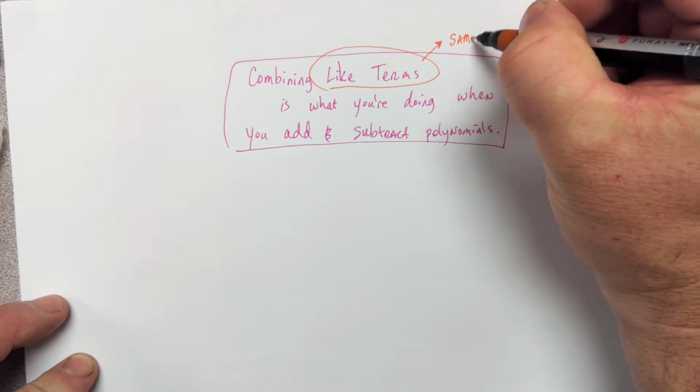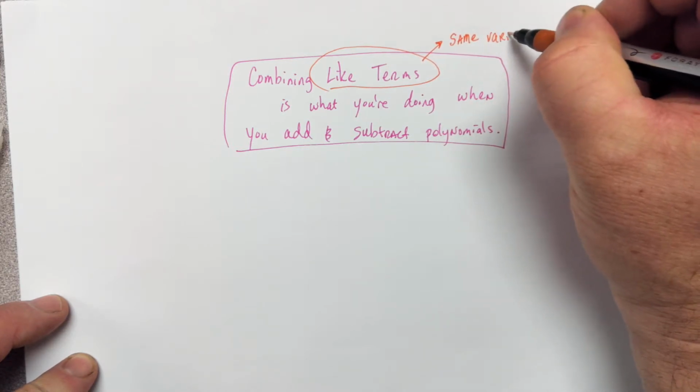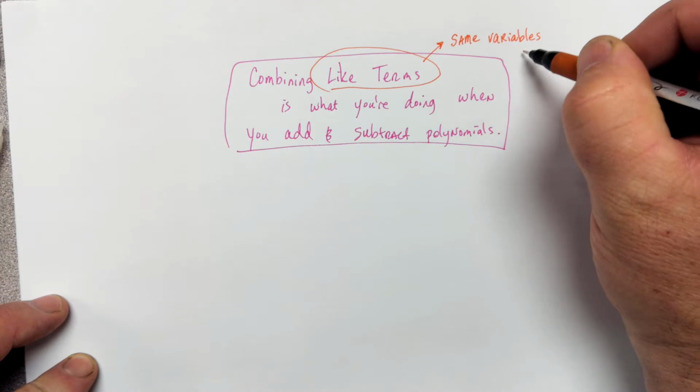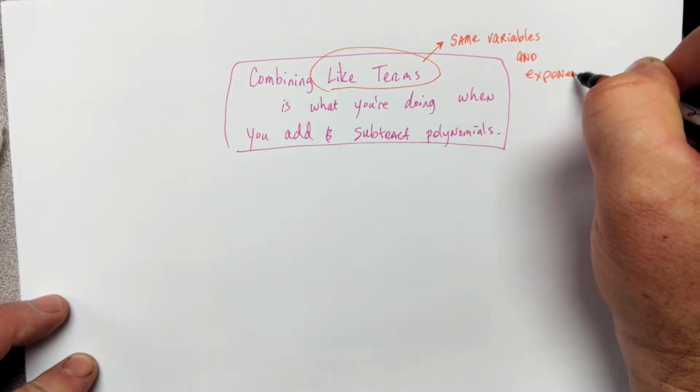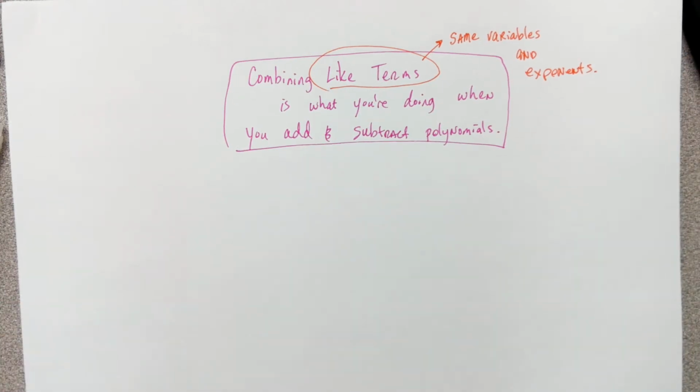Like terms have the same variables and exponents. So if you're looking at something that has all the variables the same and all the exponents are the same, then those are like terms.